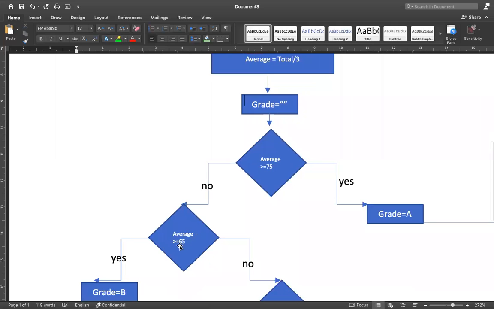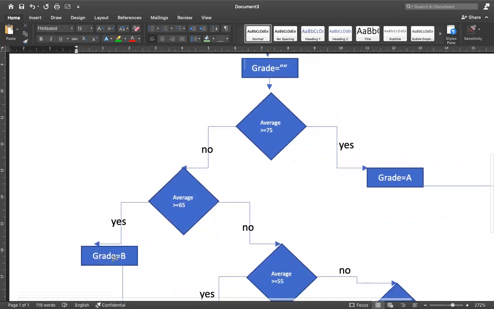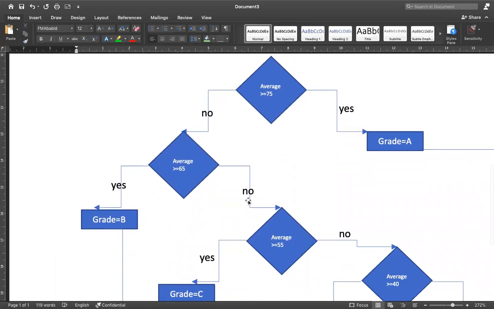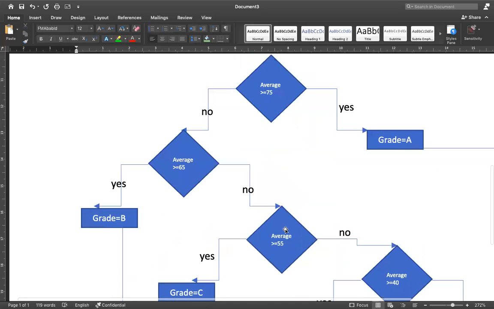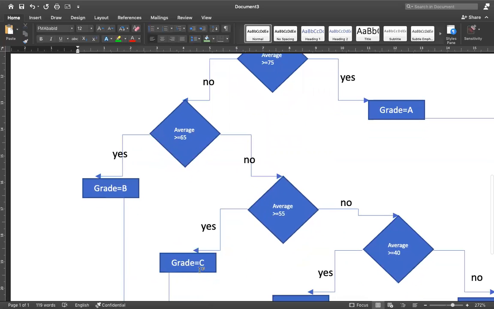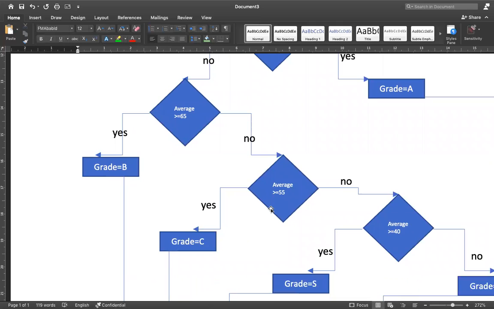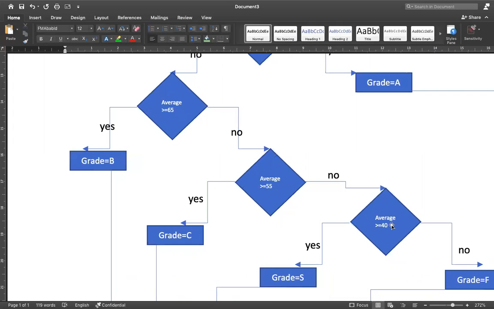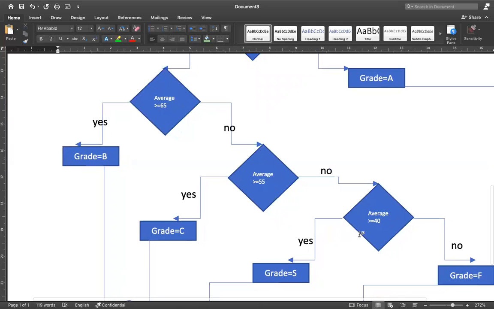If average is greater than or equal to 65, then grade is B. If not, come and check whether average is greater than or equal to 55. If yes, grade is C. If it is also not, then it has to come and check again if it is greater than or equal to 40. If so, grade is S. If still not, grade is F.